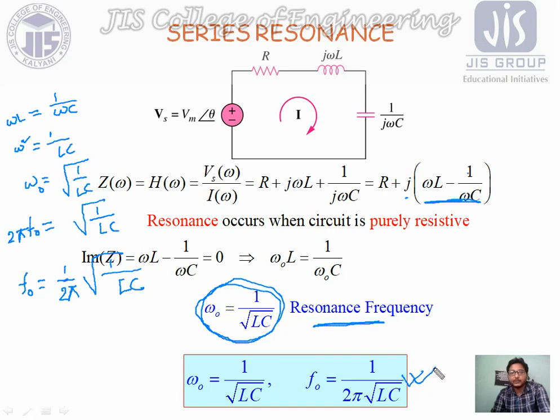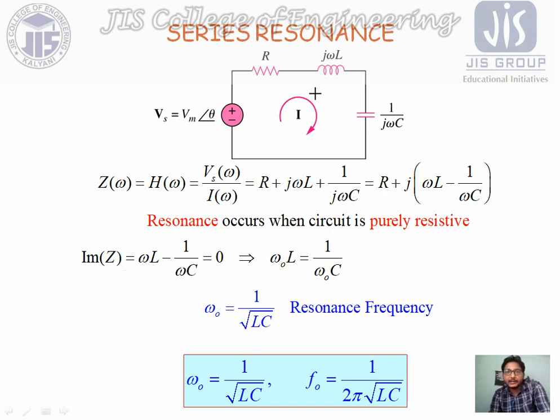So we can find the resonance frequency, as well as the normal frequency at which the resonance occurs. So this formula is very, very important for our further calculation. So try to remember this, and this will be very important. Okay.